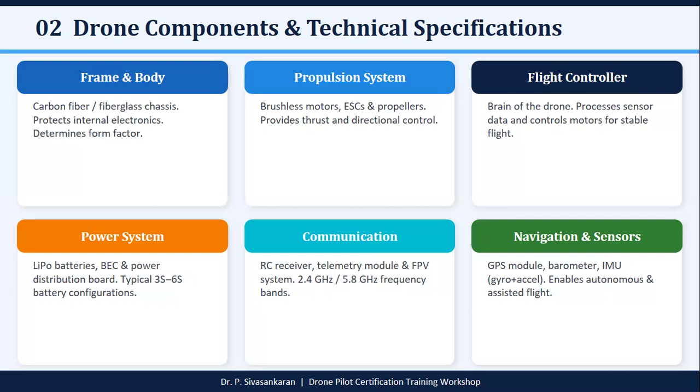The flight controller acts as the brain of the drone, processing sensor data and maintaining stability. The power system supplies energy through lithium polymer batteries. Communication systems enable control and telemetry, while GPS and onboard sensors assist with navigation and autonomous flight functions. A solid understanding of these components is essential for maintenance operations.